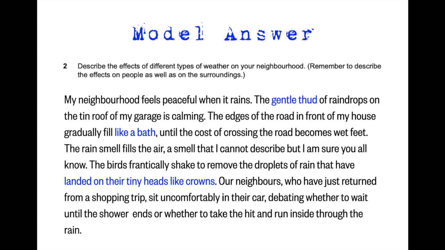And the last thing that I've highlighted there, "the birds frantically shake to remove the droplets of rain that have landed on their tiny heads like crowns." The writer is describing the drops that have fallen on the birds' heads in terms of a crown. Again, this is called a simile. Now, this model answer will give you an example of the type of writing that you are trying to produce when you do descriptive writing.